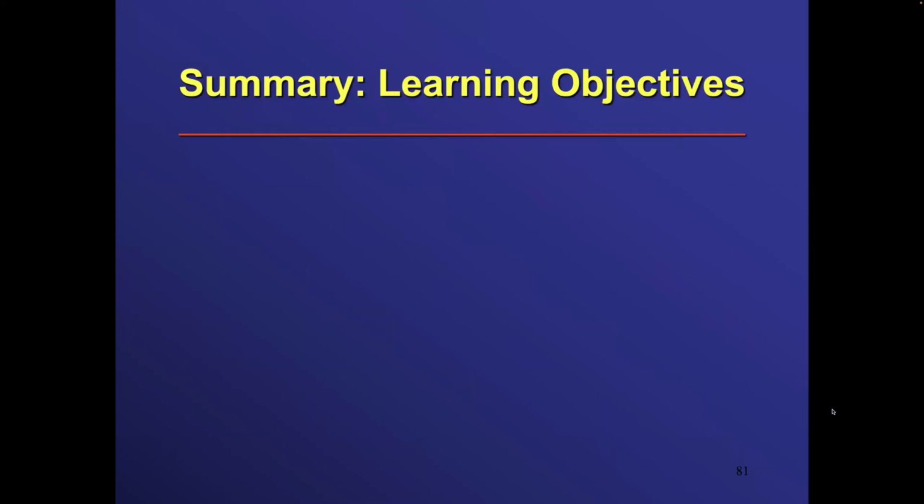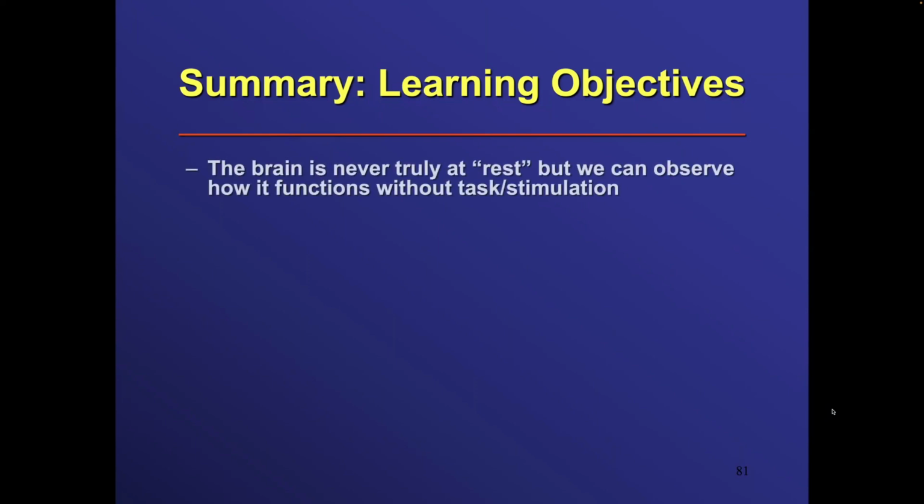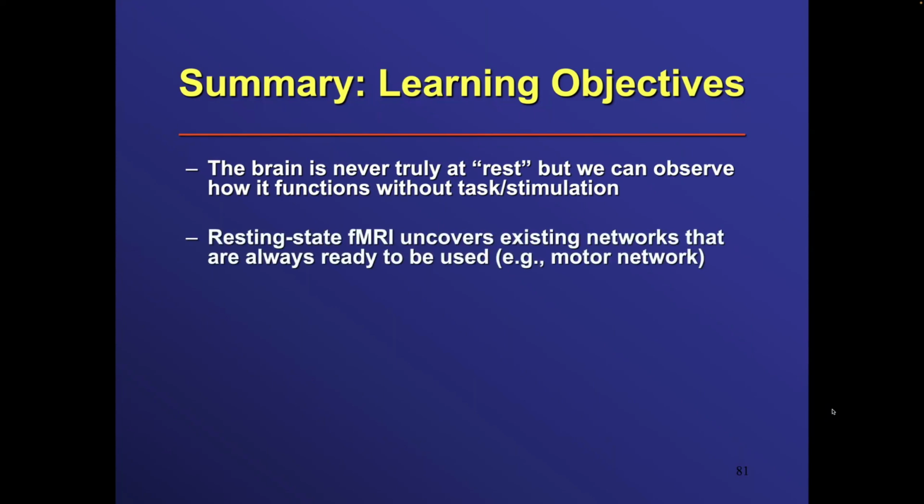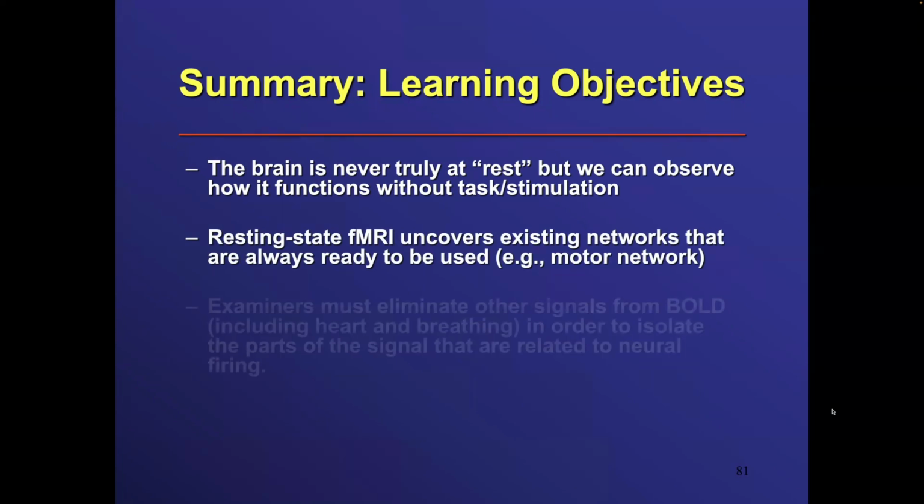So in summary, for network neuroscience or resting state fMRI, the brain is never truly at rest. Even when you're sleeping, the brain is highly active. But we can observe how it functions without a task or any stimulation at all. Resting state fMRI uncovers existing networks that are always ready to be used. And the example was from Biswal et al.'s really important paper examining motor networks.